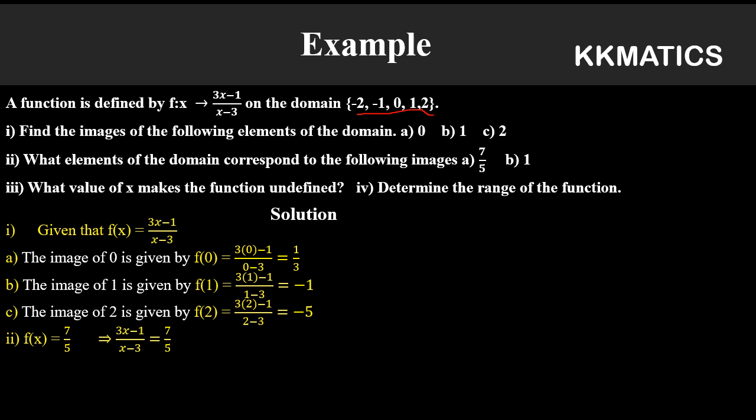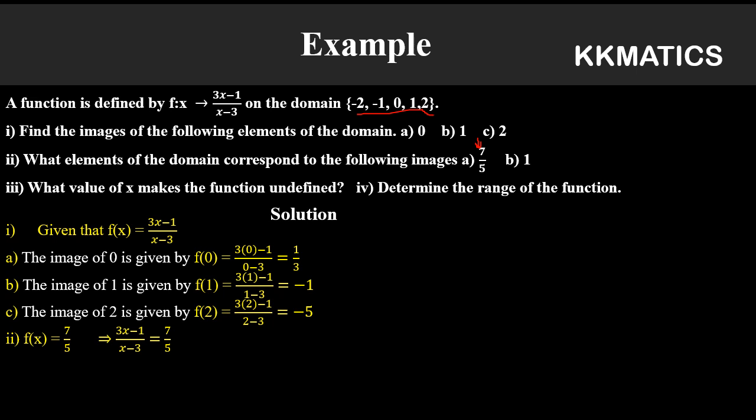Now the next question here is, what element of the domain corresponds to the following image? 7 out of 5. Now wait, it's very important here, what element of the domain corresponds to the following images? So here it's talking about the domain, so we are to find a domain. Since we've been given our range, this is our range, we are told to find its domain. To find the domain of this is different. All we have to do is equate this function to the 7 out of 5.